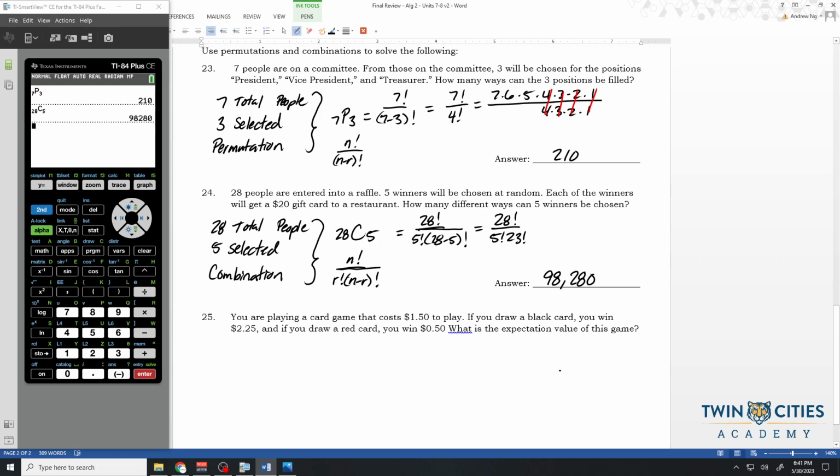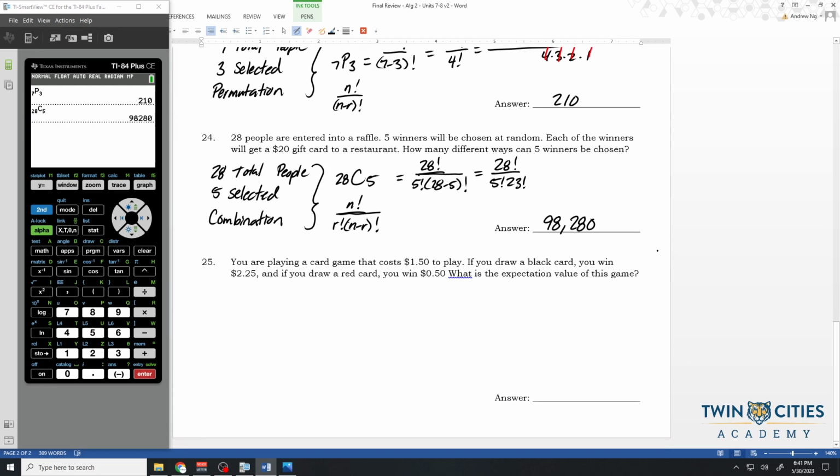All right, lastly, number 25. You are playing a card game that costs $1.50 to play. If you draw a black card, I'm assuming this is a standard deck of cards, so 52 cards, half of them are red, half of them are black. If you draw a black card, you win $2.25. And if you draw a red card, you win 50 cents. What is the expectation value of this game?